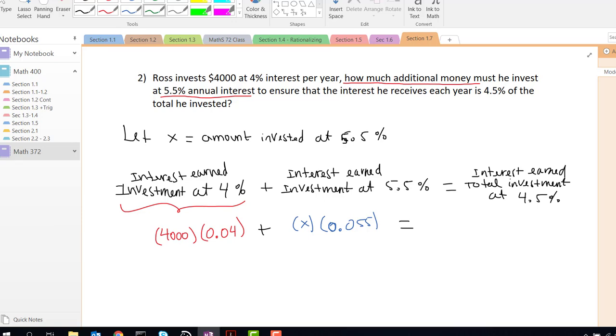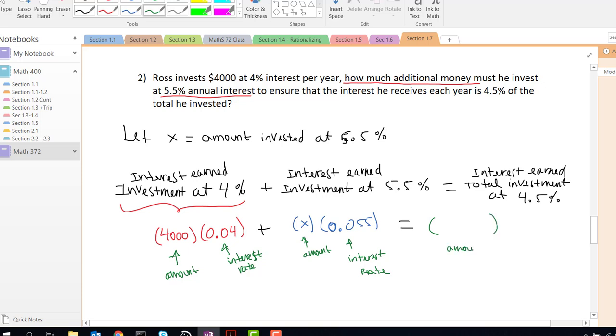So notice that in all of these we have the amount and the interest rate. That's the amount and that's the interest rate. So the same format should apply on this side. So I should have the amount and I should have the interest rate. So what is the amount?